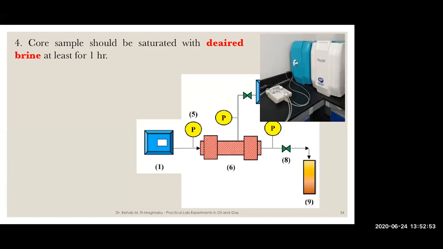So you don't want the clay to swell. You don't want to damage your core plug. It is a valuable thing, and you have to preserve it. So you will use brine, which is distilled water with added salt, NaCl, KCl, whatever combination of salts you are going to use, and then deaerate it.